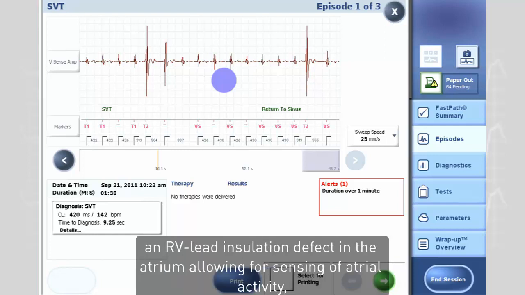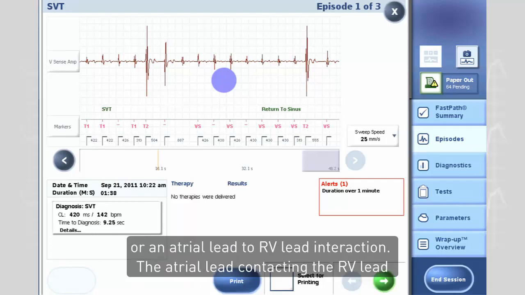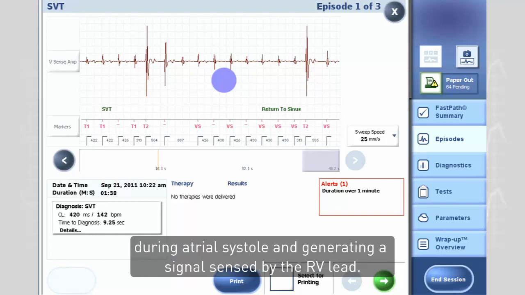an RV lead insulation defect in the atrium allowing for sensing of atrial activity, or an atrial lead to RV lead interaction, the atrial lead contacting the RV lead during atrial systole and generating a signal sensed by the RV lead.